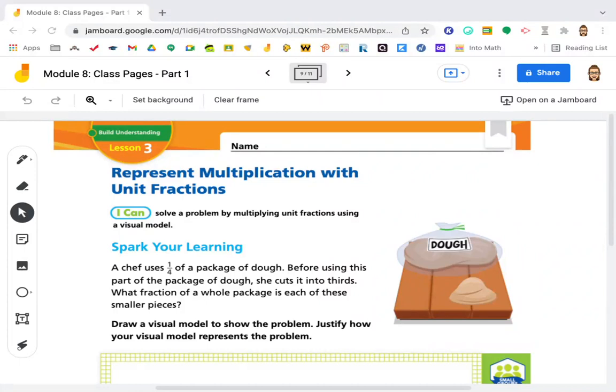A chef uses 1/4 of a package of dough. Before using this part of the package of dough, she cuts it into thirds. What fraction of a whole package is each of these smaller pieces? Draw a visual model to show the problem. Justify how your visual model represents the problem.